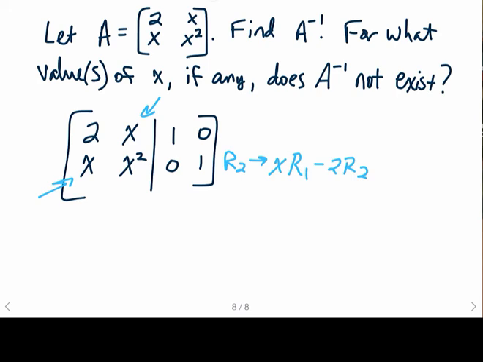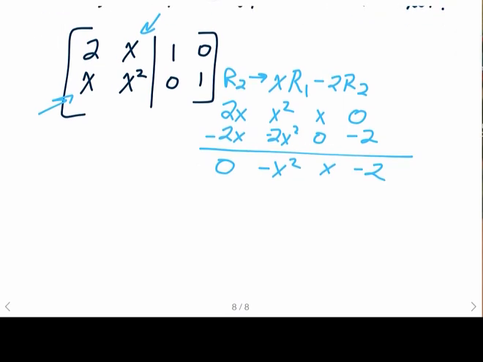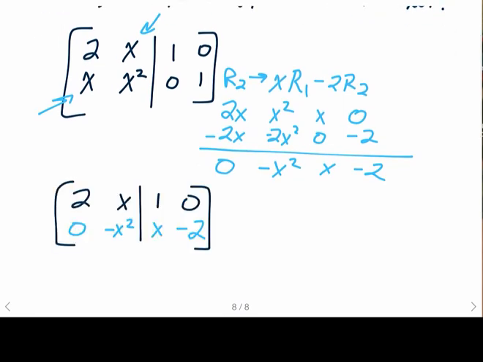In other words, we have 2x, x squared, x, and 0 from multiplying row 1 by x. Multiplying row 2 by negative 2 gives me negative 2x, negative 2x squared, 0, and negative 2. Adding these together gives me 0, negative x squared, x, and negative 2. In other words, I have the 0 where I want it. That's our new second row. Our first row is unchanged. And so I have 2x, 1, 0, and then 0, negative x squared, x, negative 2.